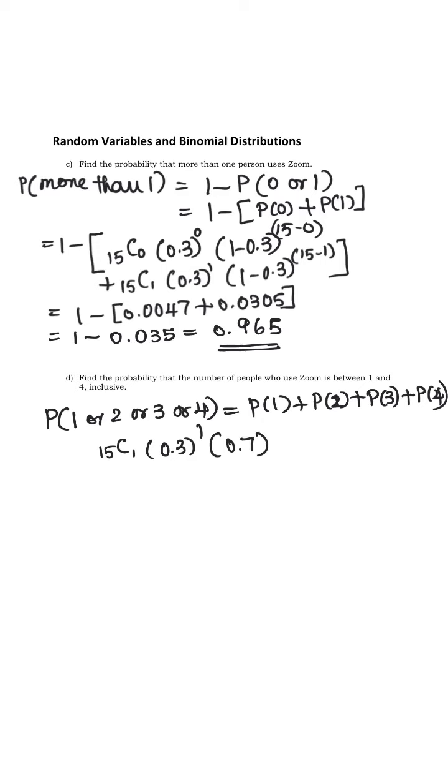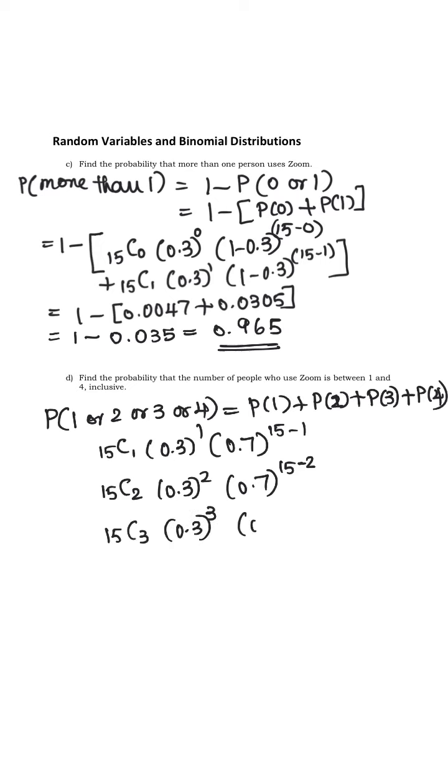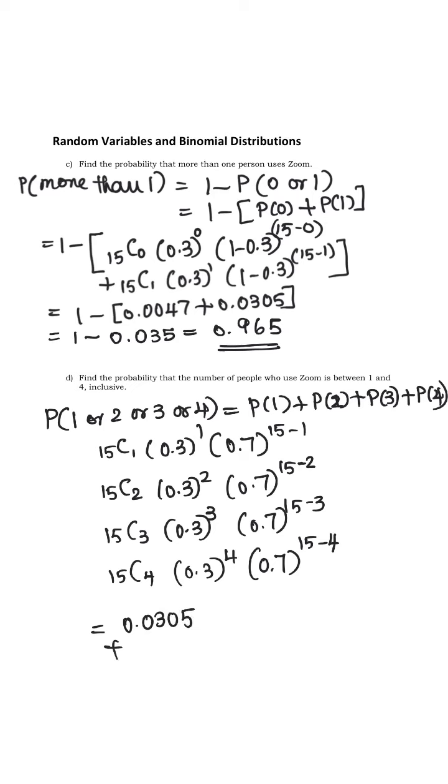One minus 0.3 means 0.7. So 15 minus 1. 15 minus 2. 15 C3 0.3 cube, then 0.7 power 15 minus 3. So you can see that it's very easy to write down the steps. Then use the calculator and find the value of each one.